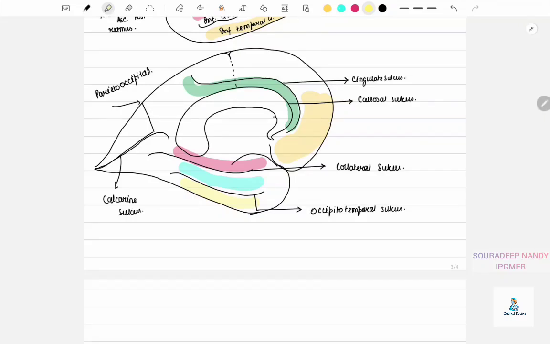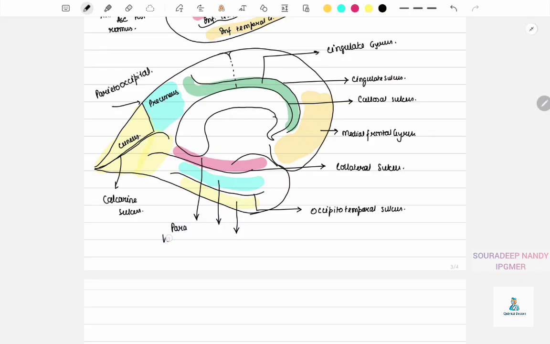In front of the parieto-occipital sulcus there is the gyrus known as the precuneus. Beyond the parieto-occipital sulcus, that region of the occipital lobe is called the cuneus, which is divided into two halves by the calcarine sulcus. So let us write the names. Here it is the medial frontal gyrus. This is the cingulate gyrus. This is the precuneus. This is the cuneus.